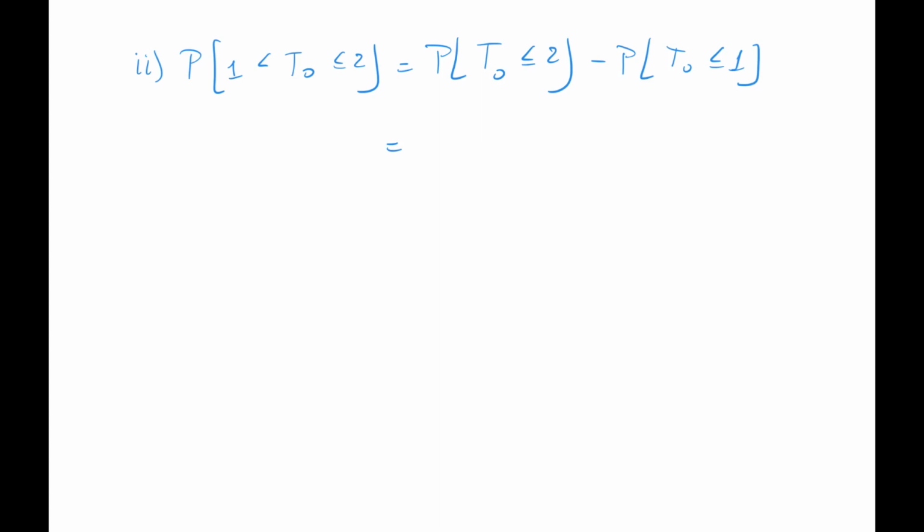I can switch from mortality probabilities to survival probabilities, because probability of dying in 2 years is 1 minus the probability of surviving 2 years, and I can do the same for the second probability.